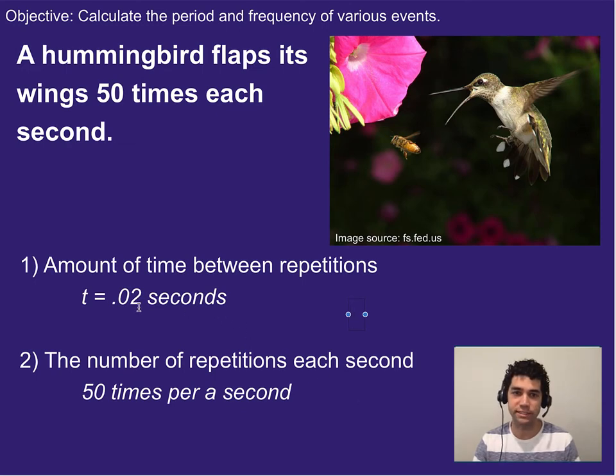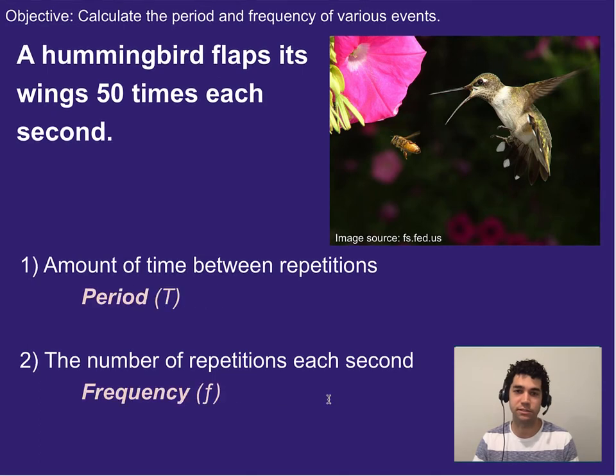We tend to use period for things that are significantly longer, and for shorter repetitions, we tend to do a frequency measurement. So the amount of time between any repetitions is called period in physics, and the number of repetitions occurring each second or minute or hour is called frequency.